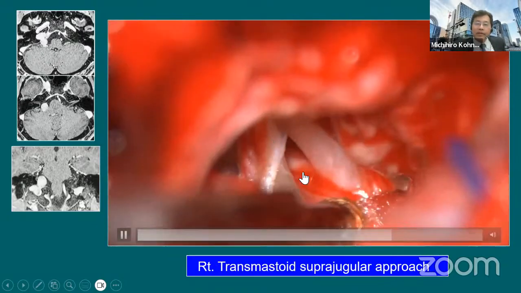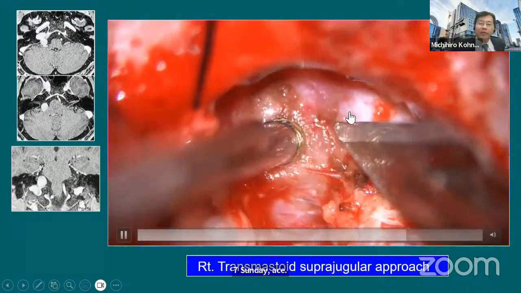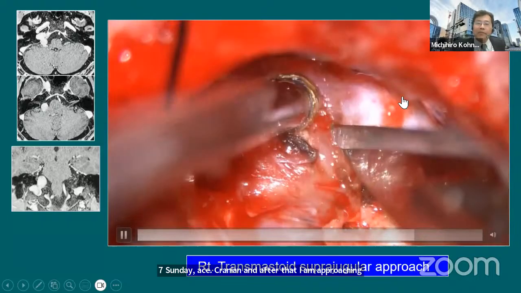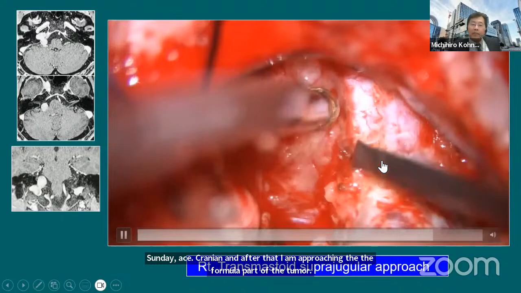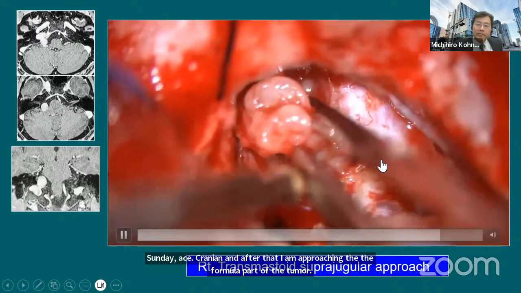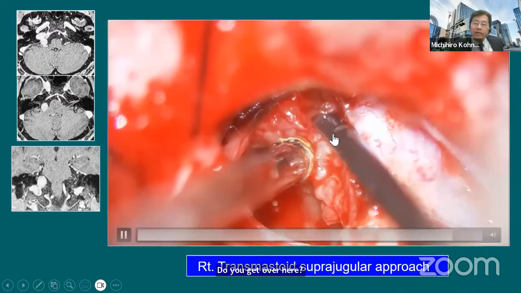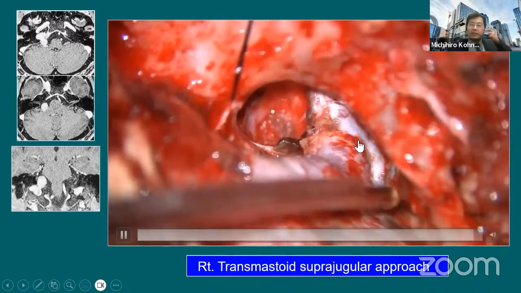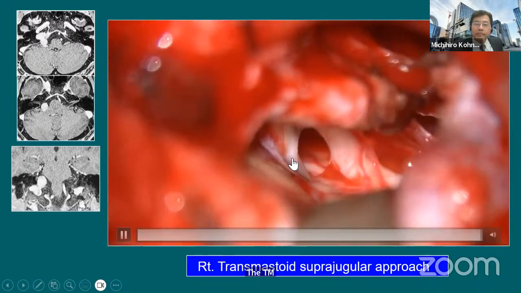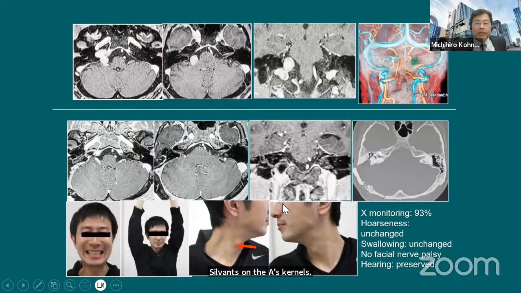7th and 8th cranial nerves. And after that, I am approaching the foraminal part of the tumor. Jugular bulb here. The tumor was totally removed. 7th and 8th cranial nerves. Post-operative course was uneventful.